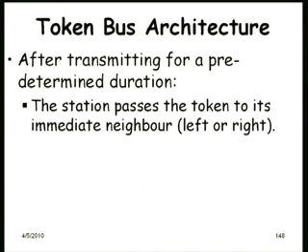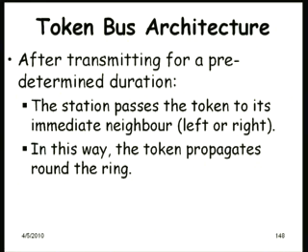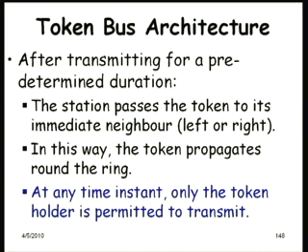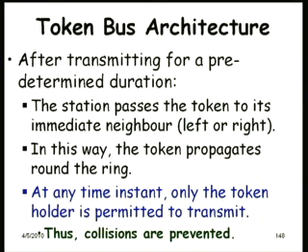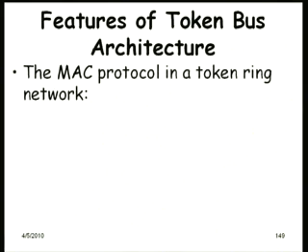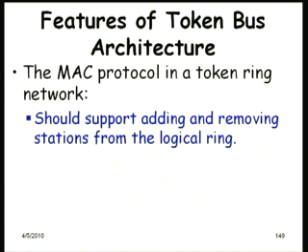So, after transmitting for its assigned duration, it needs to pass the token to the neighbor, and the token propagates around the ring, and at any instant there is only one token holder who can transmit. So, the arbitration mechanism is simple, and collisions are prevented. And of course, we should have protocols for how to add and remove stations in a token bus architecture or in the logical ring, because there may be stations which are part of the ring at some time and might get excluded at some other time.